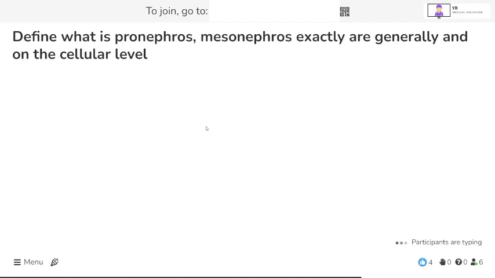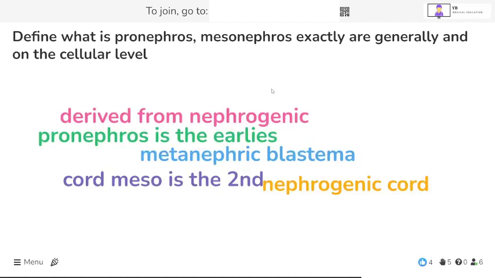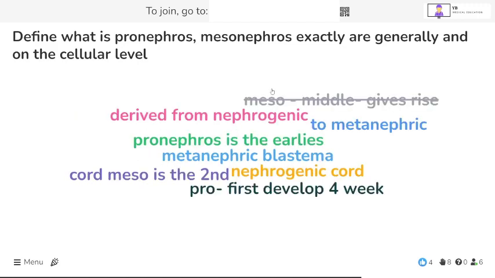I know there are 25 letters, but you could actually answer 3. You could put 3 inputs. So, okay. Derived from nephrogenic mesoderm, gives rise to pronephros, developed for weak. Okay, I see a lot of answers.